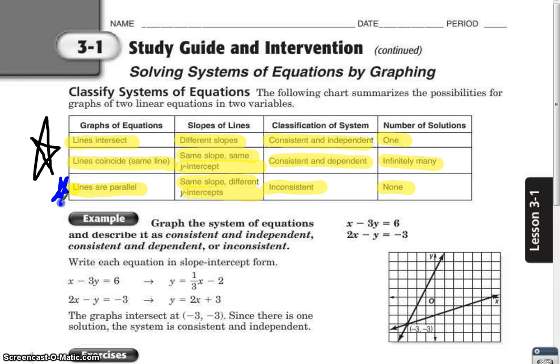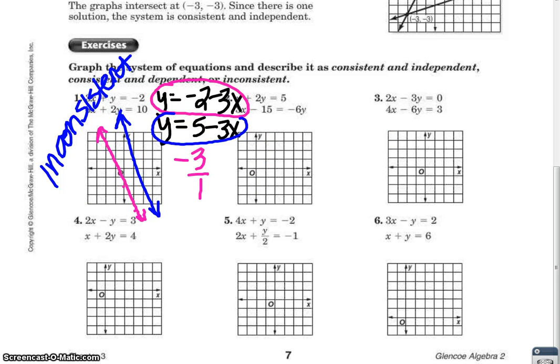That's correct. So my answer is actually inconsistent. So again, on these few problems, we're saying whether it's consistent and independent, consistent and dependent, or inconsistent. So problem number 1 would be inconsistent. Now let's look at problem number 3.